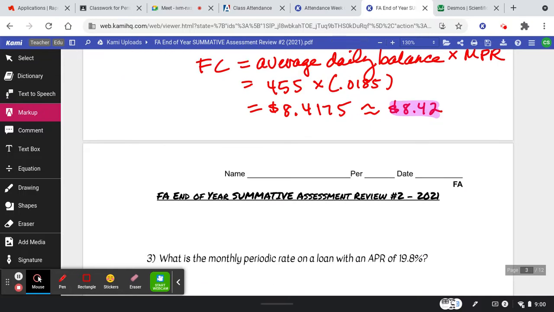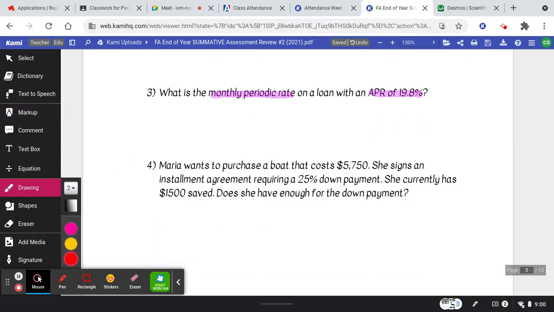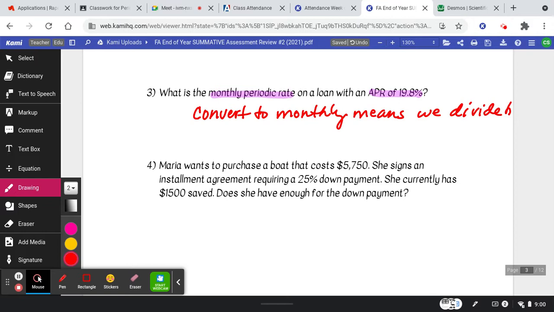Now, I'm moving over to Roberto. Roberto, we're on number 3. How did we calculate an MPR before? If they give us an APR, an annual rate, how do we convert to monthly? Converting anything to monthly means we're going to divide by what, Roberto? All right. So what do I divide by? 12? I divide my annual rate.